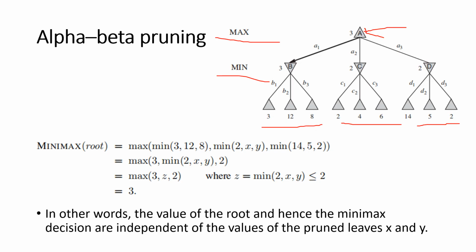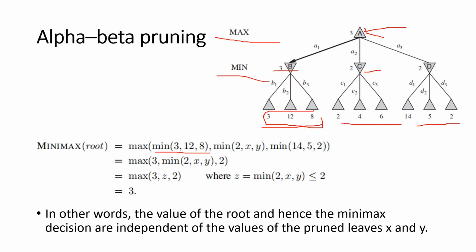So the max at the root chooses the maximum of its children. And each node B, C and D is a min node, so it will take the minimum of each subtree. At node B, there are three children, 3, 12 and 8. This is a min node, so it will select the minimum of 3, 12 and 8. Here you can see the equation, minimum of 3, 12 and 8.